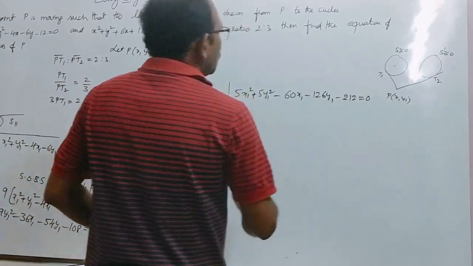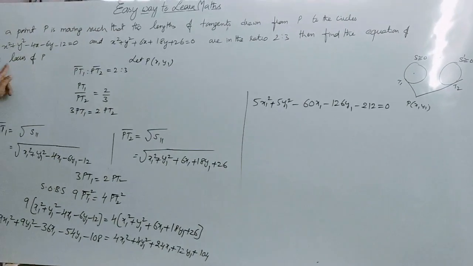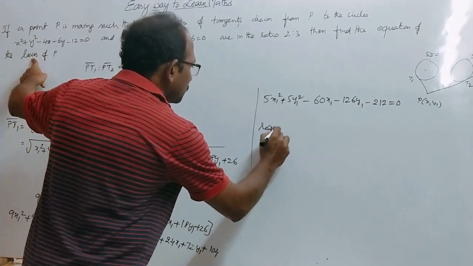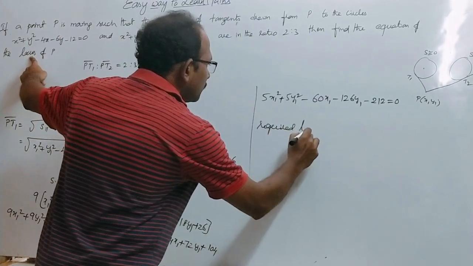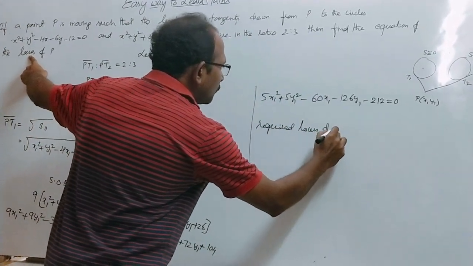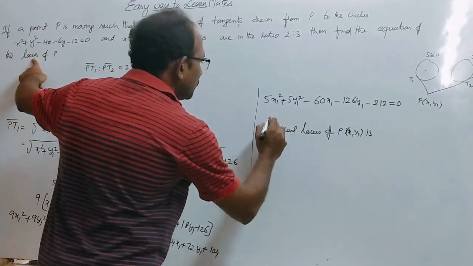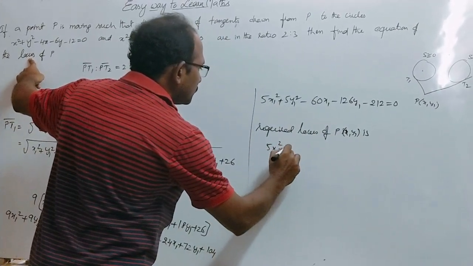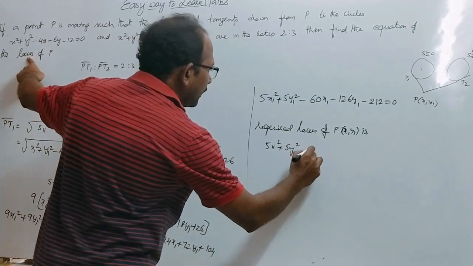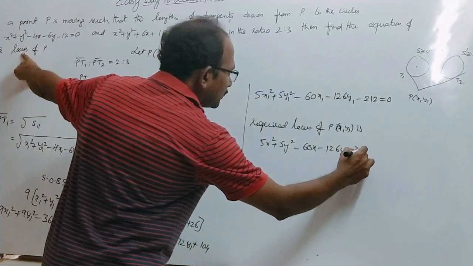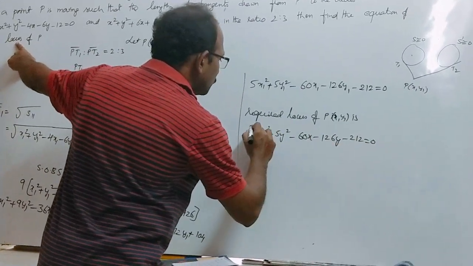Minus 212 equal 0. Therefore the required locus of P, where P means x1, y1, is simply 5x square plus 5y square minus 60x minus 126y minus 212 is equal to 0.